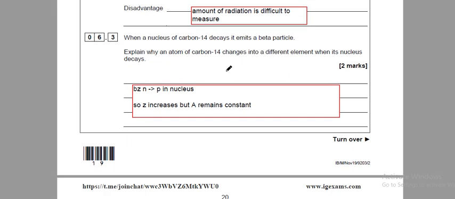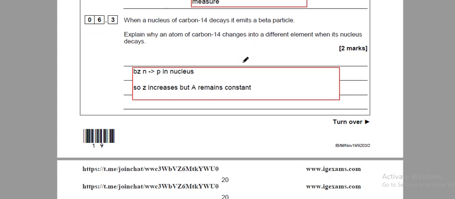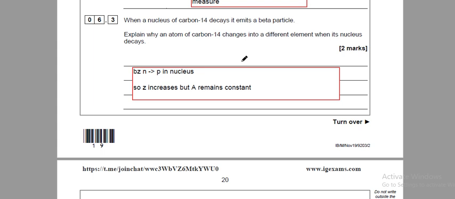When a nucleus of carbon-14 decays, it emits a beta particle. Explain why an atom of carbon-14 changes into a different element when its nucleus decays: because a neutron is converted to a proton in the nucleus, so the atomic number increases but the mass number remains constant.